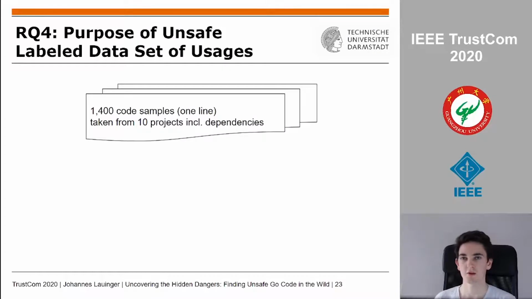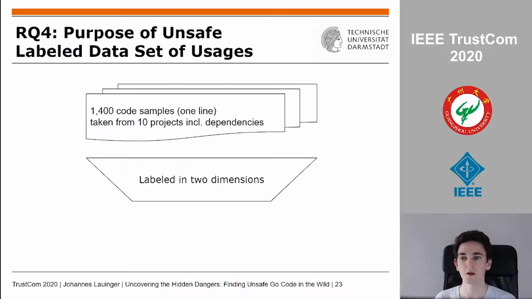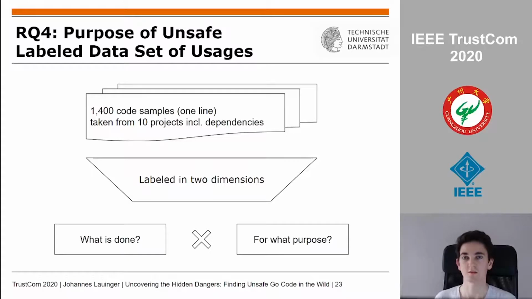To answer the last question about the purpose of unsafe usages, we created a novel dataset of labeled unsafe usages. We selected the 10 projects with the most unsafe usages, and then within those and their dependencies, we randomly sampled 1,400 lines of code. Each of these samples was then manually labeled using a custom labeling tool that we developed specifically for this purpose. The labeling is done in 2 dimensions. The first label indicates what is being done, be it a cast or pointer arithmetic. And the second label indicates the purpose or goal of using unsafe in that particular instance.